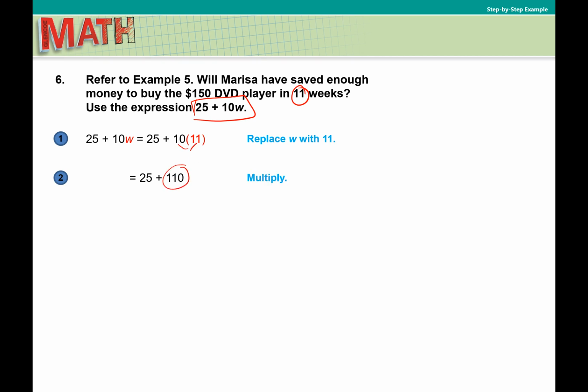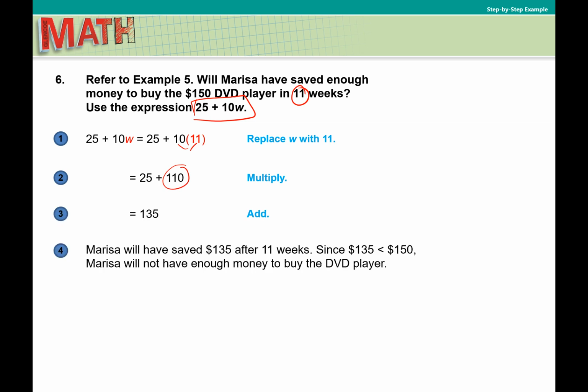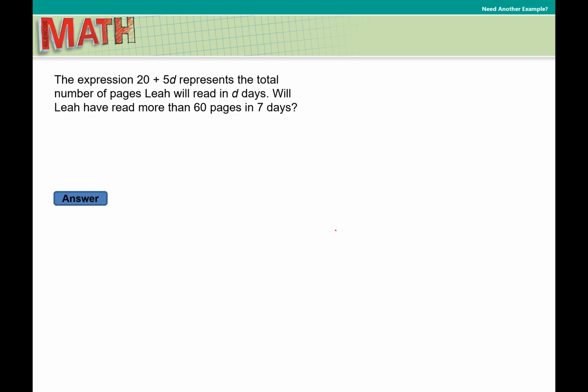We're going to ask the question now, will Marissa have saved enough money to buy the $150 DVD player in 11 weeks? Okay, so we have our expression from number 5, and we're going to plug in the number 11 for that many weeks, okay? So you use 11 for W. You work that problem through, you multiply 10 times 11, get 110, add 110 to 25, and you get an answer of 135. Now, how much does it cost? It costs 150. 135 is not quite there, so she will not have enough money to buy that DVD player. Okay, now you go ahead and do the same type of problem here with the other example of the books.